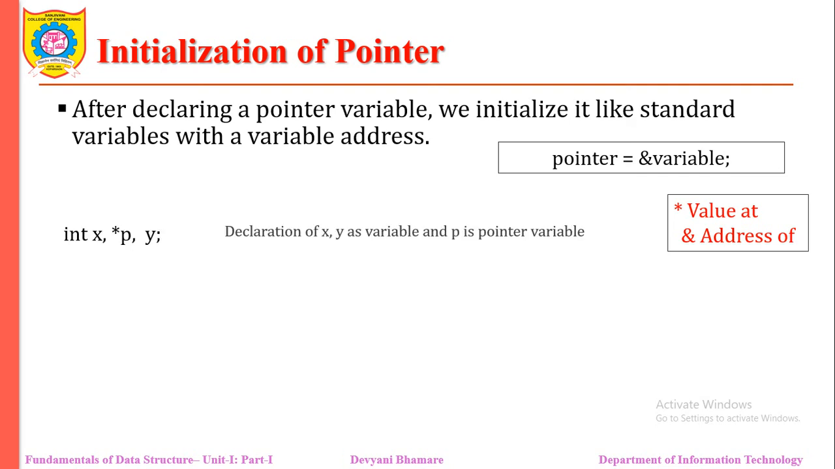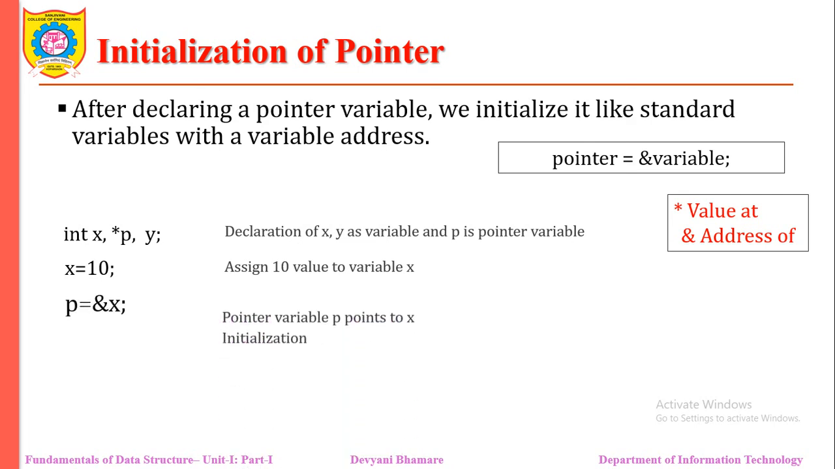When we are using the pointer variable, we need to follow some steps. First of all, we need to declare the pointer. In this example, x and y are the variables and p is the pointer. When we say x is equal to 10, we are assigning the value 10 to variable x. When we say p is equal to address of x, p is a pointer which points to a variable of x's type, meaning initialization has been done.